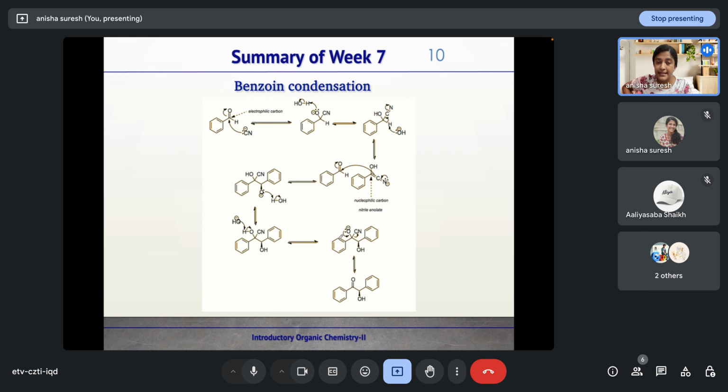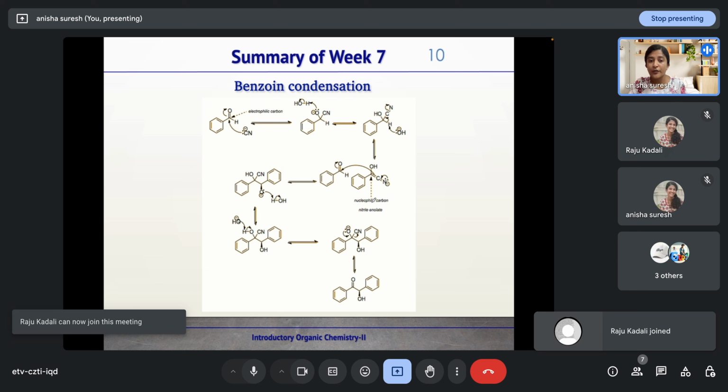And benzoin condensation was also discussed, where we will have a benzaldehyde, and CN minus will add on to this, leading to formation of this tetrahedral intermediate, and then the base will abstract this proton, leading to formation of this nitrile enolate.